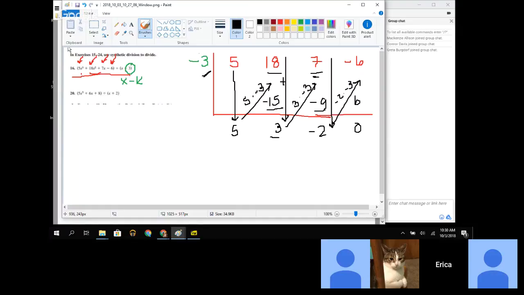Okay. So now, since this started with an x cubed, we can come down here and say that this is going to be x squared plus x minus 2, and this is our remainder of 0. So if I divide 5x cubed plus 18x squared plus 7x minus 6 by x plus 3, the solution is 5x squared plus 3x minus 2.